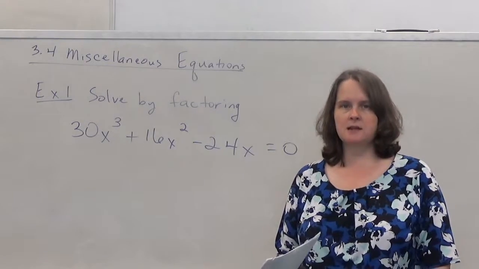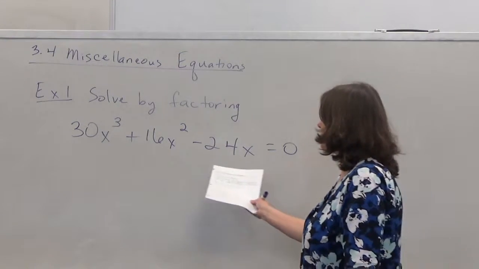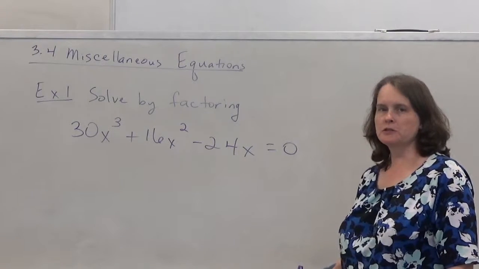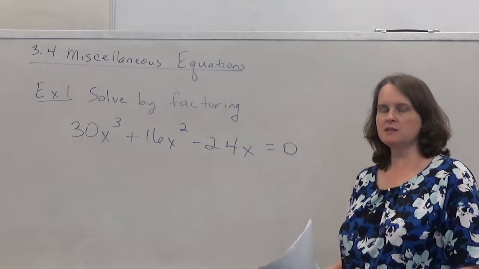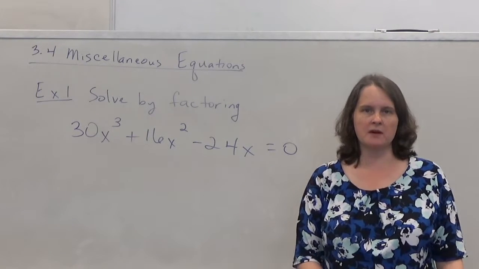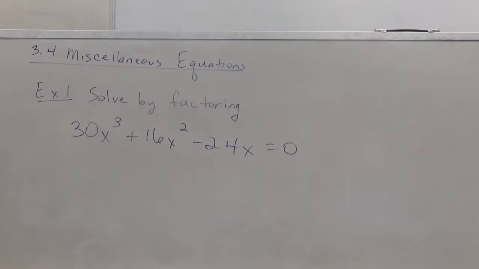Basically, this is telling us that if we've got a polynomial that we're trying to solve like this, we need to factor it first. Once it's factored, we can set each of those individual factors equal to 0 and then solve these smaller order equations for x. So looking at example 1, 30x cubed plus 16x squared minus 24x equals 0.